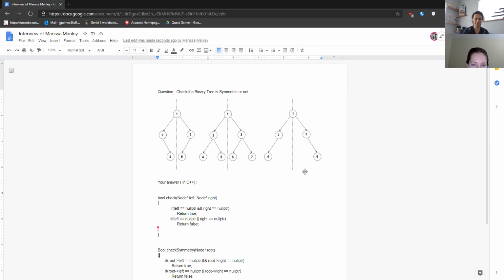Okay, so in this situation, I've checked to see if they don't exist, which means return true. Else, one of them doesn't exist, which is a problem. So there are three cases to check for. You need to check if both are null pointers, or if both exist, you could say.